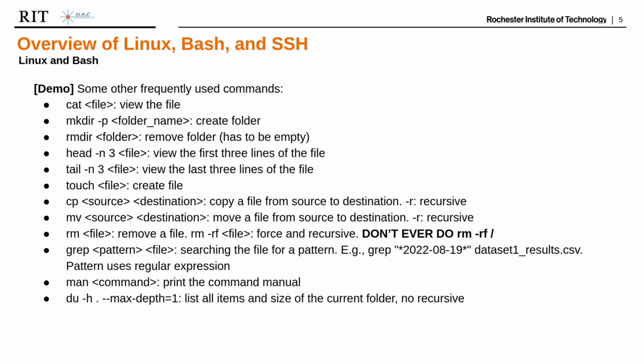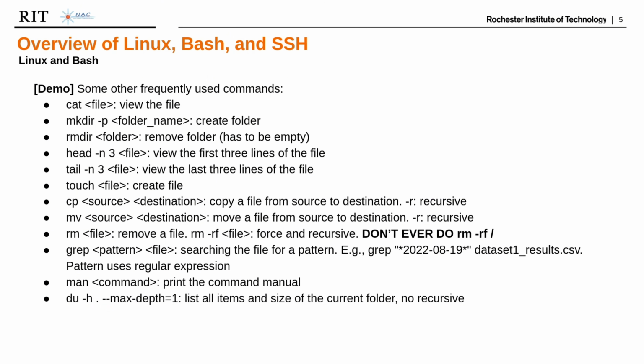Here are some other frequently used commands. cat views the file. mkdir is make directory, which creates a folder. Notice the -p there. If we are creating a folder with subfolders inside, we have to pass -p in. Next is rmdir, which removes a folder. This folder has to be empty in order to be removed. Next is head -n 3 file. Basically, you're viewing the file where the first 3 lines will appear in the terminal. Next is tail -n 3, viewing the last 3 lines of the file.